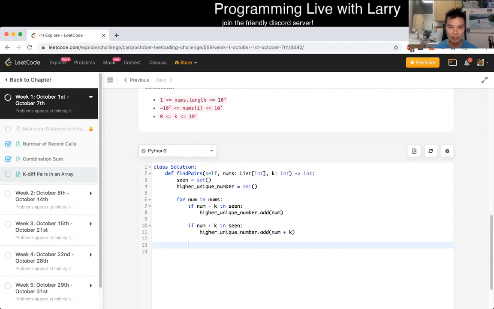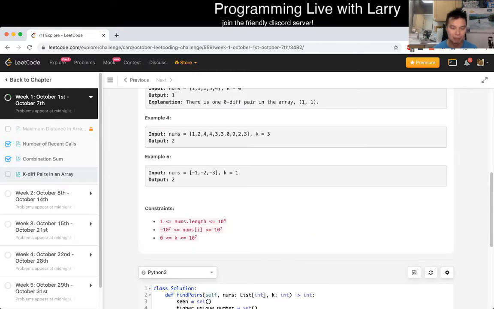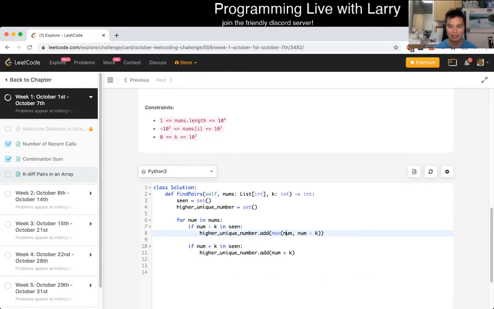And then after that, the reason why is because what we want is actually max of num and num minus k. But because num is always going to be bigger than num minus k, as k is positive, we can reduce this to just num. Similar thing with num plus k, because we're just comparing num and num plus k. Okay, and then after we process it, we could add it to seen.